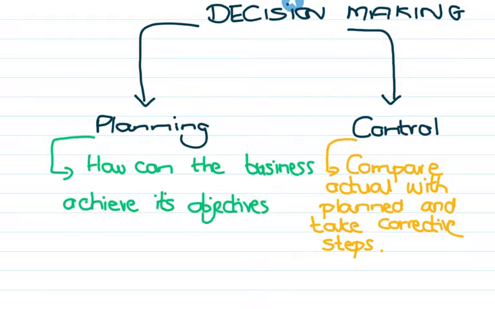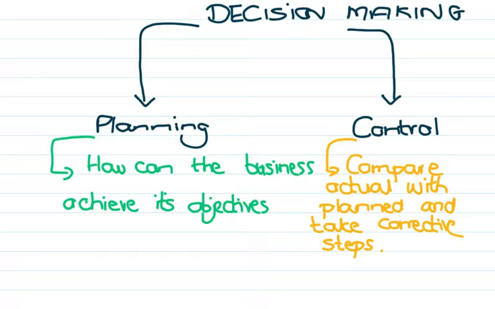Now, if we look at decision-making, it consists of the step of planning. You need to plan. While you plan, you make decisions. And then later on, you need to control. So what is meant by planning? Planning is how the business can achieve its objectives. So you plan to pass the semester. How can you pass the semester? So now you will have a few objectives, or a few ideas on how you can pass the semester. So you are planning.